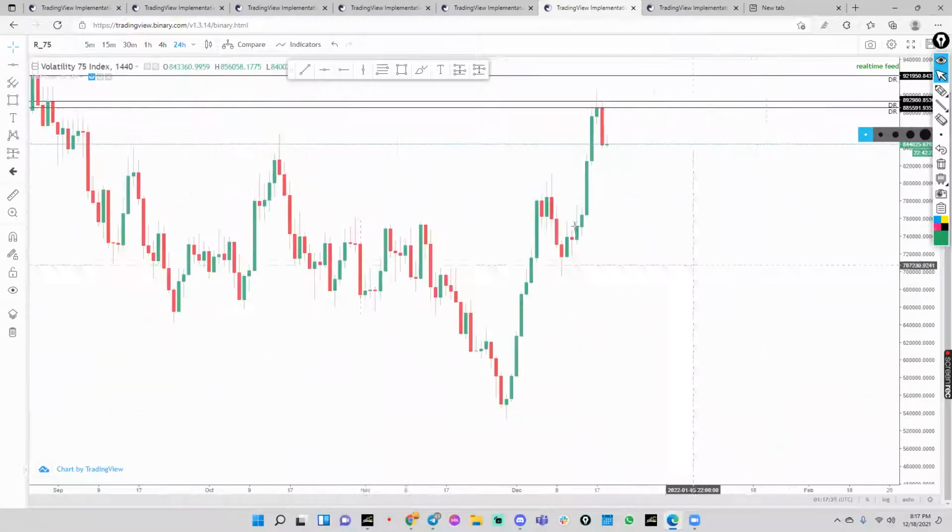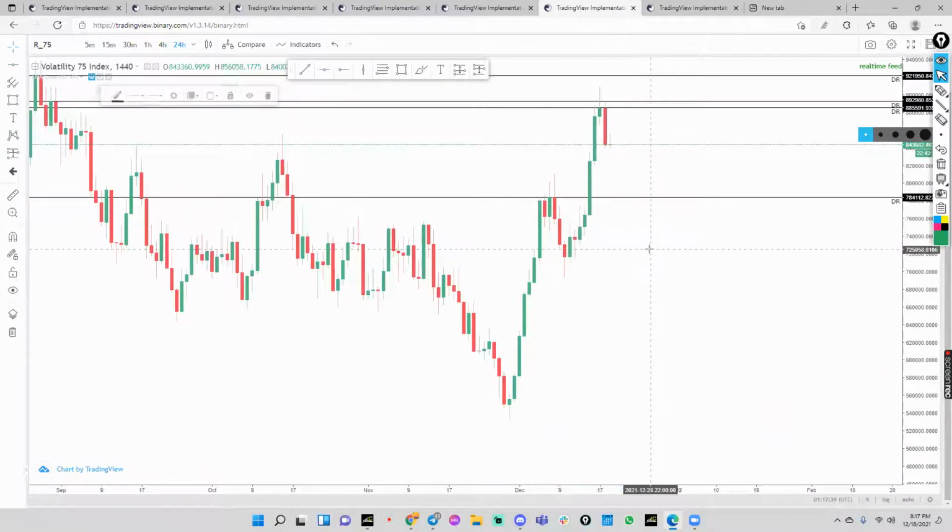So you mark off those levels, and you can go down to identify support and resistance just the same.